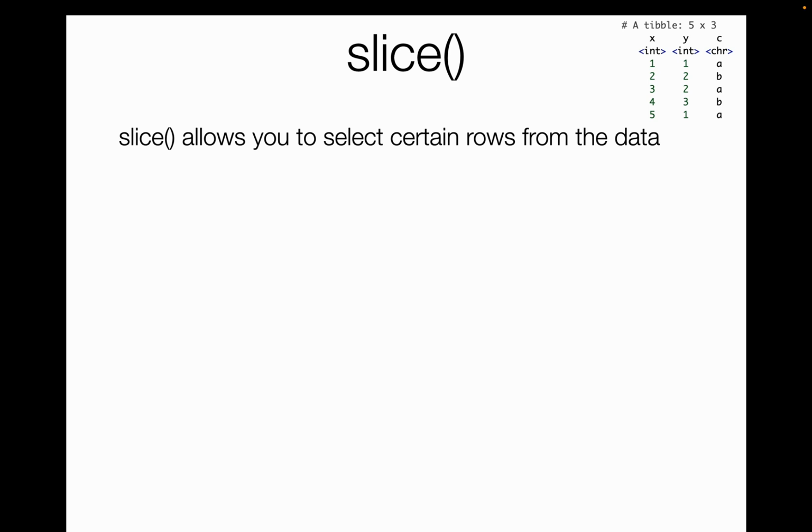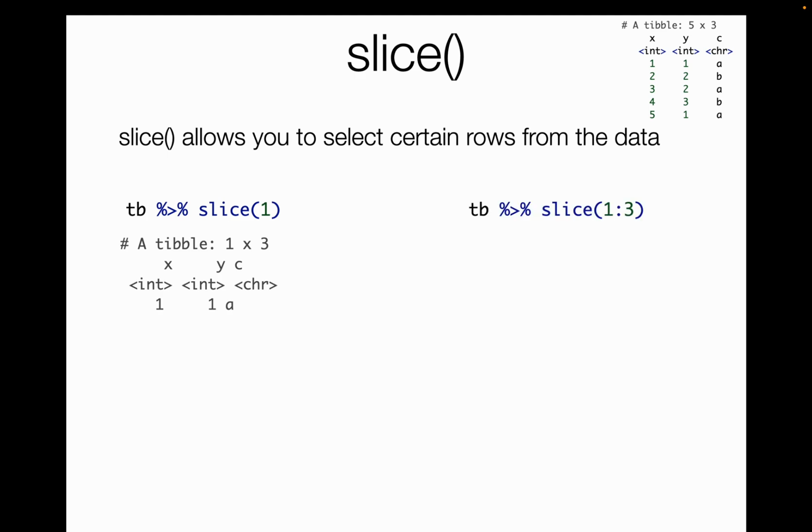Okay, slice. Slice allows you to select certain rows from the data. So maybe I only want the first 50 rows, or the first 15, or the first 5. Slice is going to be what I want to use. Slice 1 gets you the first row. So you can slice by position. You can slice multiple rows. 1:3 gives you a vector of 1, 2, 3.